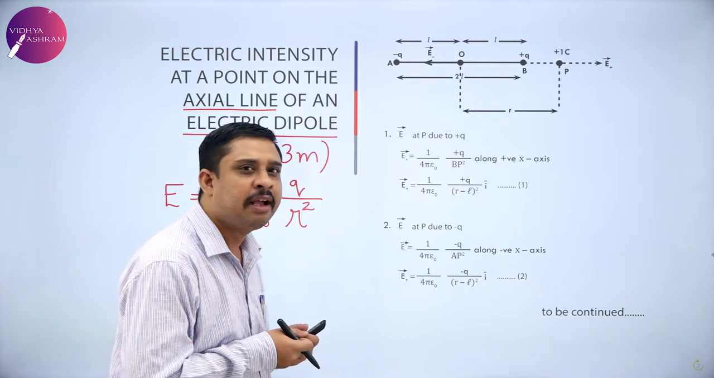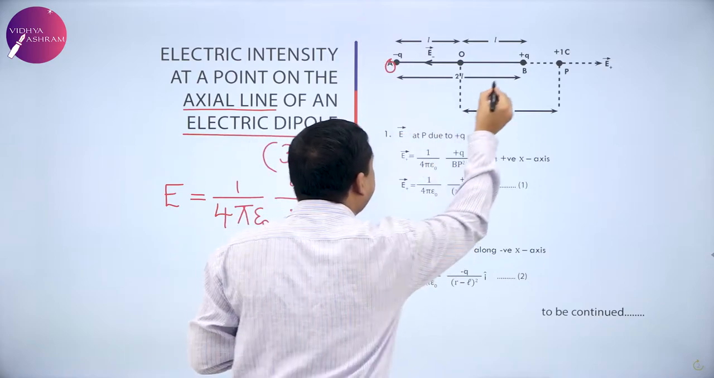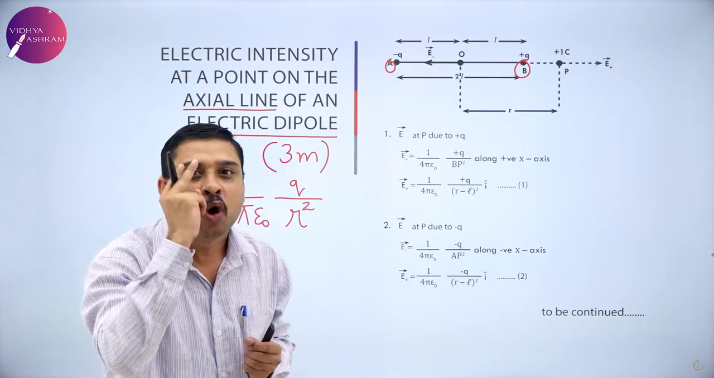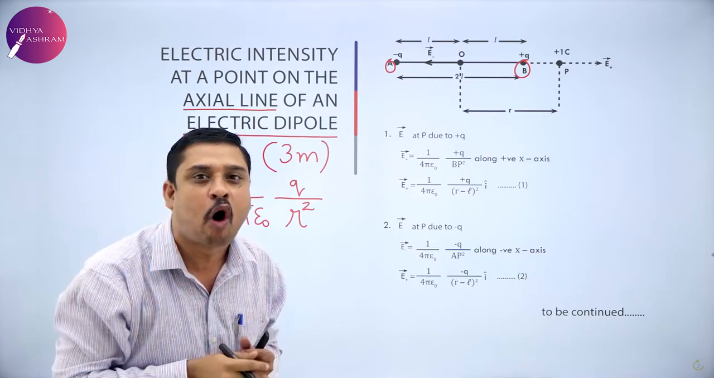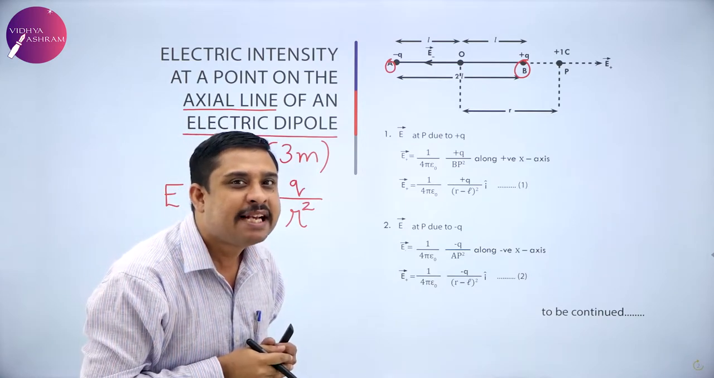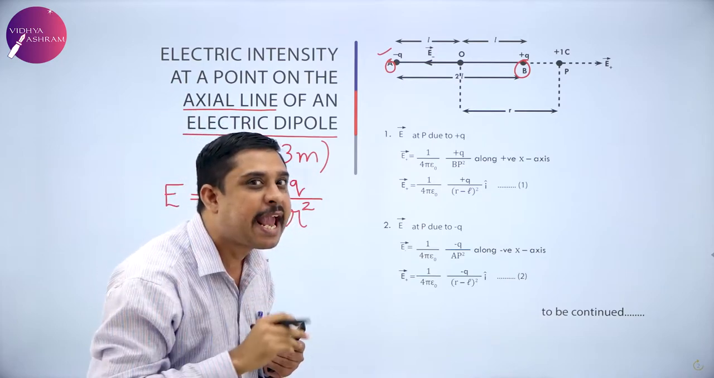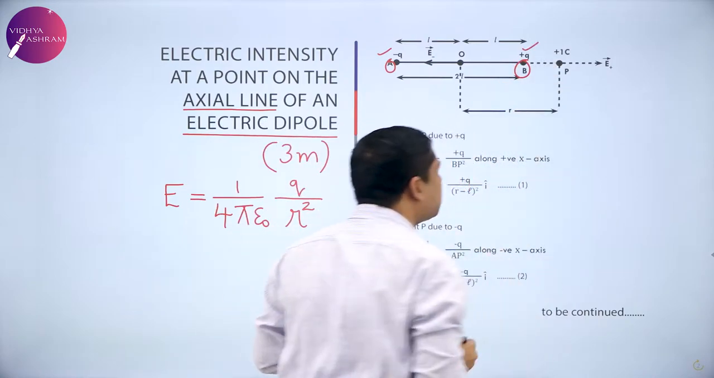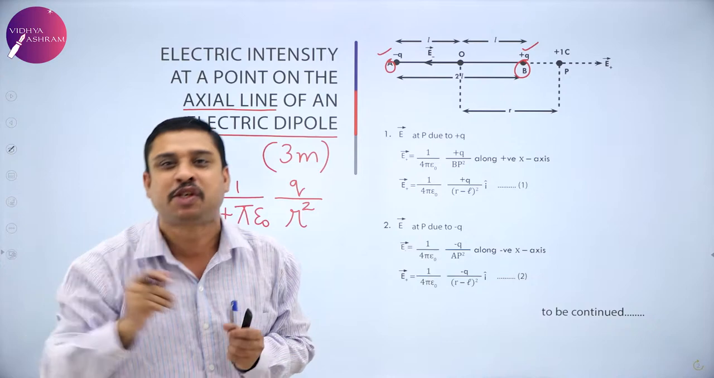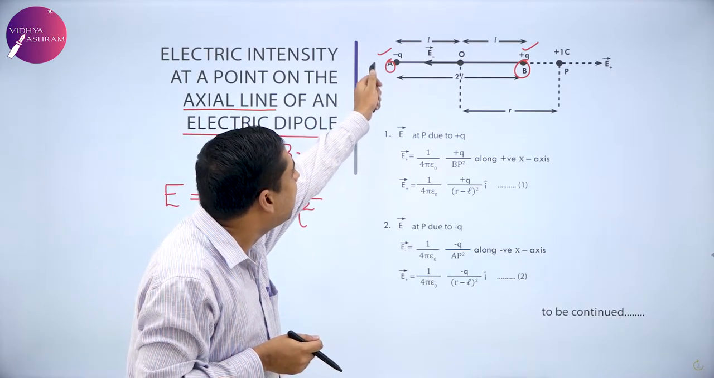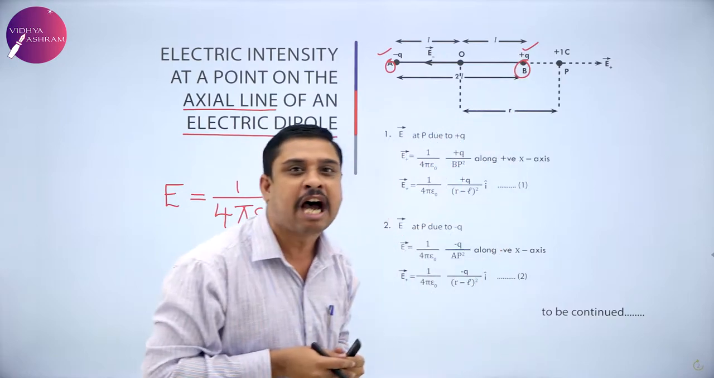Now, my dear friends, I will consider 2 points in free space, point A and point B. First point A, second point B. What is placed at the point A? My charge minus Q. What is placed at the point B? My charge plus Q. For a dipole, we need an electric dipole, so minus Q should be there and plus Q should be there. So at the point A, I have charge minus Q. At the point B, I have charge plus Q.